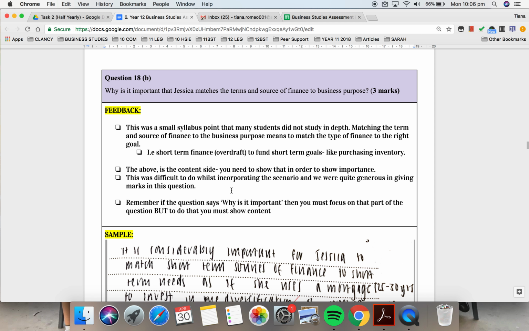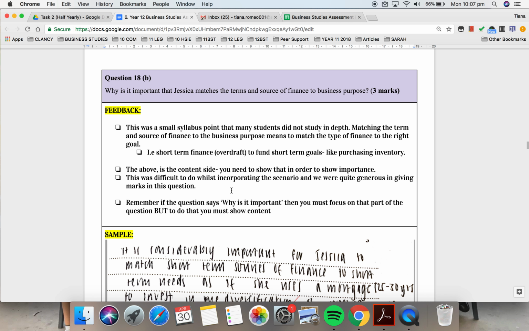Question 18b. Why is it important that Jessica matches the terms and source of finance to the business purpose? Now, this is a really small syllabus point and many students didn't study this in depth. But we wanted to show you that in the HSC they can ask questions on the smallest point that you will overlook or may overlook when you study. So it's important to cover every point.